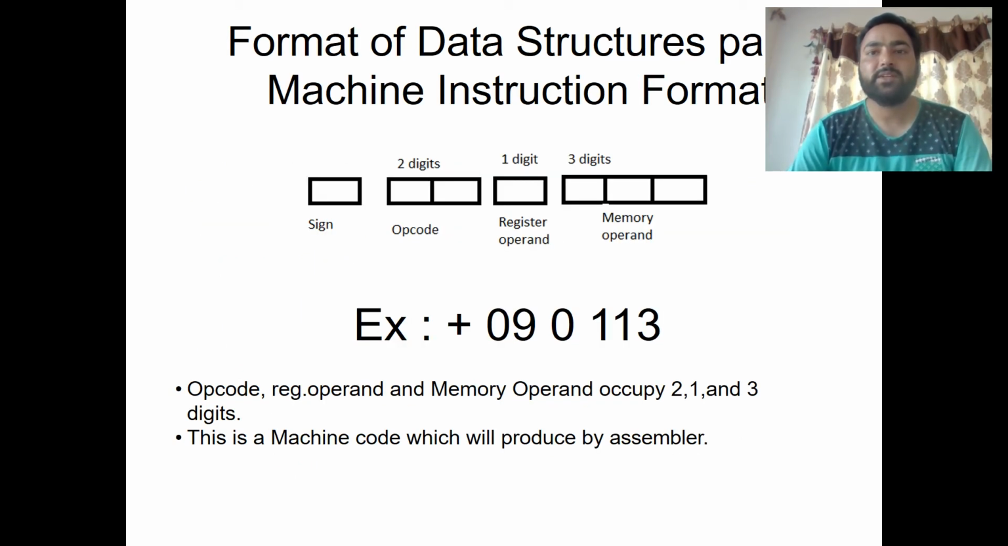This is the format of the data structure passed to the machine instruction format. This is the machine instruction format that is converted from the assembly language program into the low level language. So the low level machine instruction will have a format of first digit for the sign, then two digits for the opcode, then one digit for the operand, and then three digits for the memory operands.